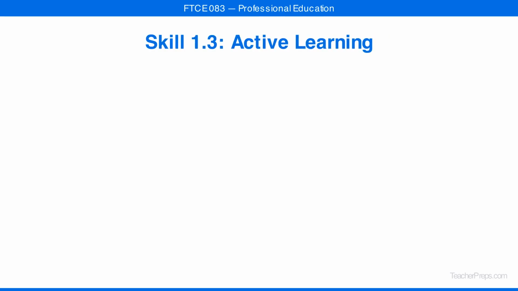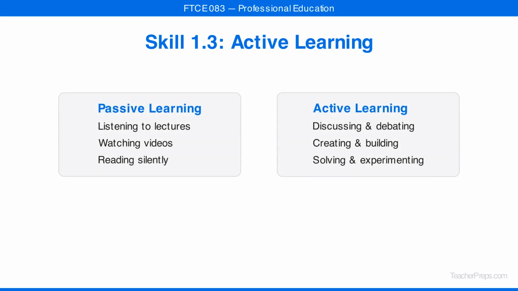Skill 1.3 is about designing learning experiences where students actively demonstrate skills and competencies. There's a fundamental difference between passive learning and active learning. Passive learning is when students receive information, like listening to a lecture or watching a video. Active learning is when students do something with the information. They discuss, create, solve problems, experiment, or demonstrate understanding. Research consistently shows that active learning produces deeper understanding and better retention than passive approaches.